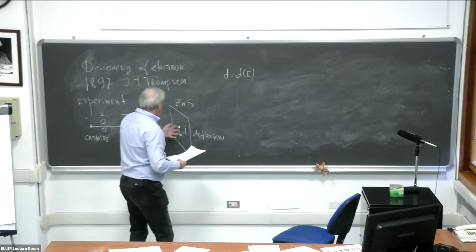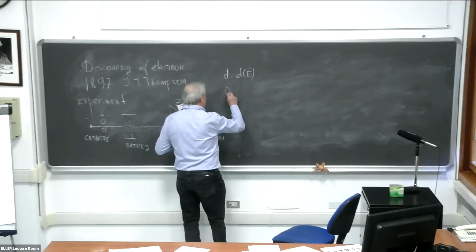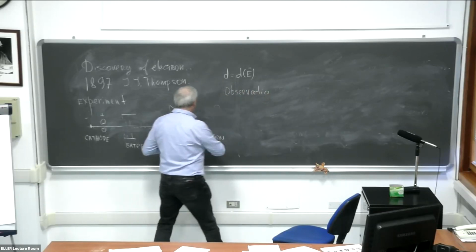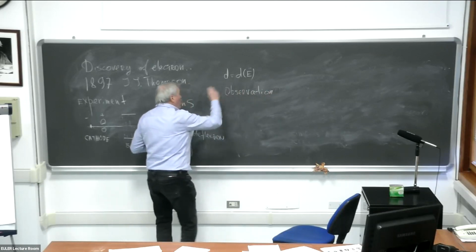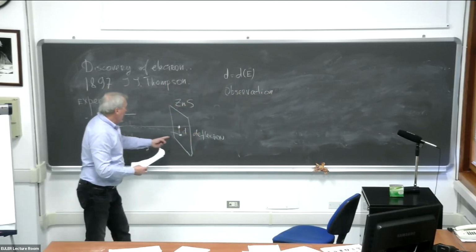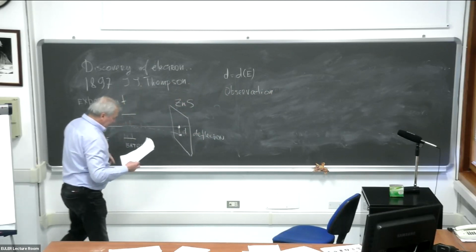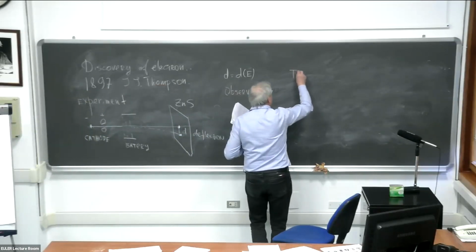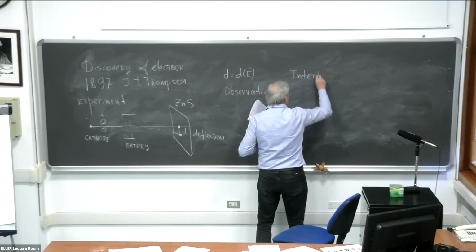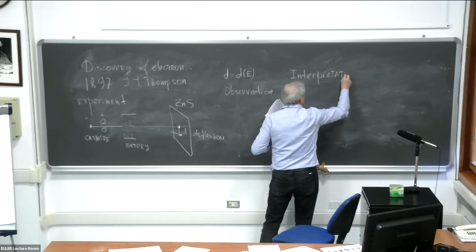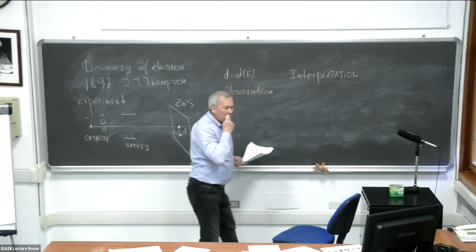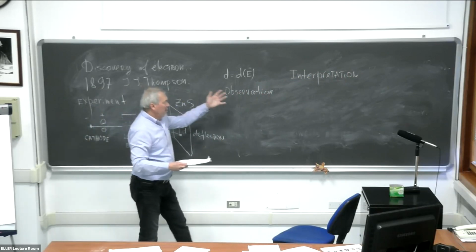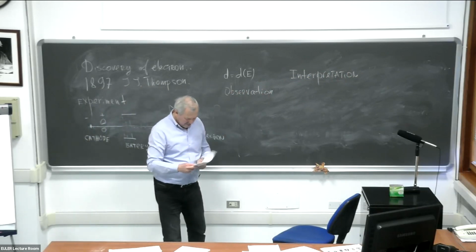So the observations were these observations of a glow, or some shining spot which moves when you apply electric tension. Now, what is the interpretation? And actually, this story appears in many experiments. This is how it works. We have some observations, and then we make an interpretation of these observations.